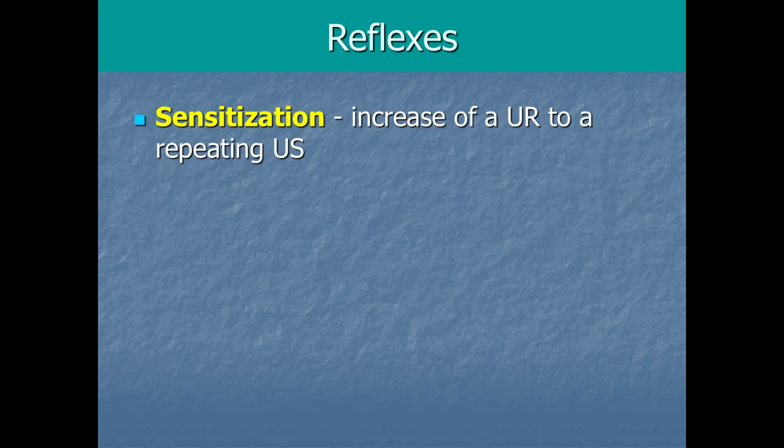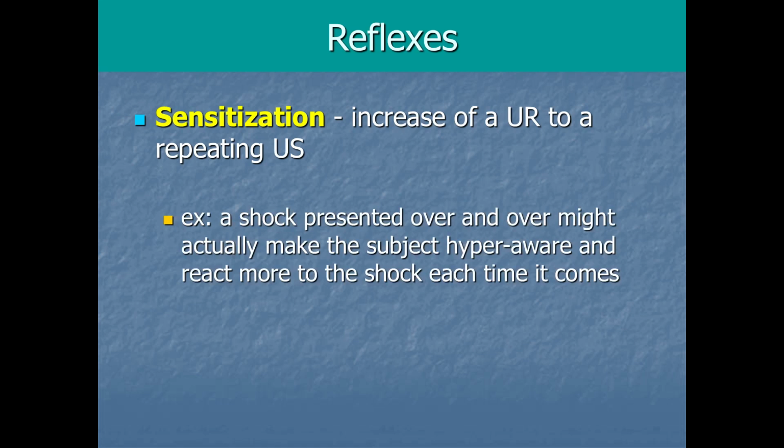So when does this happen instead of habituation? One classic example of this is that a shock presented over and over again can actually make the subject become hyper-aware, kind of hyper-vigilant, causing it to react more to the shock each time it comes. So if that's the pattern we observe, we would say sensitization has occurred rather than habituation. For example, experiencing something traumatic over and over again doesn't mean you'll habituate to that stimulus. Some reflexes will get more sensitive rather than less from the repeated exposure.